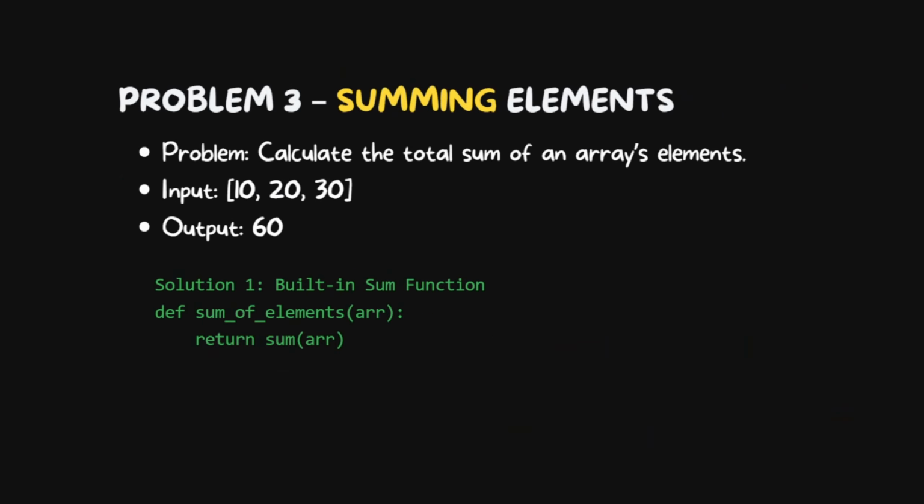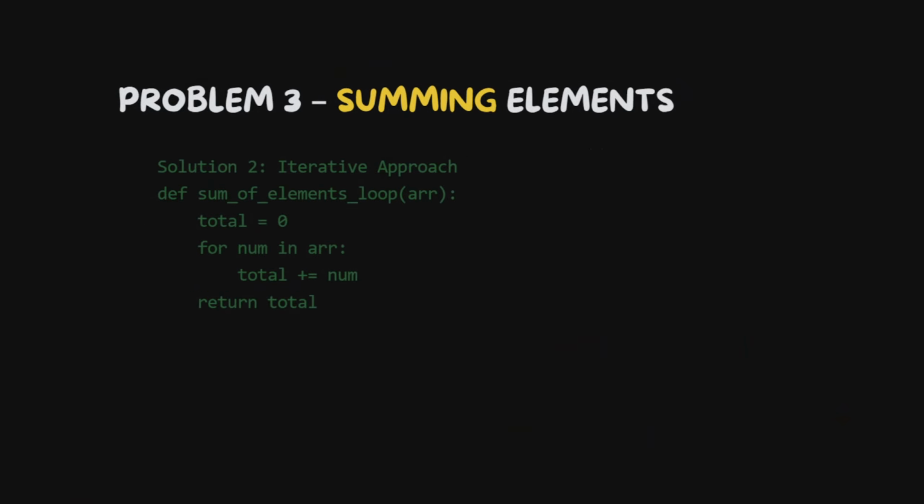Our third problem is to calculate the total sum of all elements in an array. For example, if the input is 10, 20, and 30, the output should be 60, since the sum of 10, 20, and 30 is 60. This is useful when you need to compute totals like summing up expenses or calculating the overall score of a game. The first solution is by using the sum function. The easiest method is to use Python's built-in sum function. This function iterates through the array and returns the total sum of its elements.